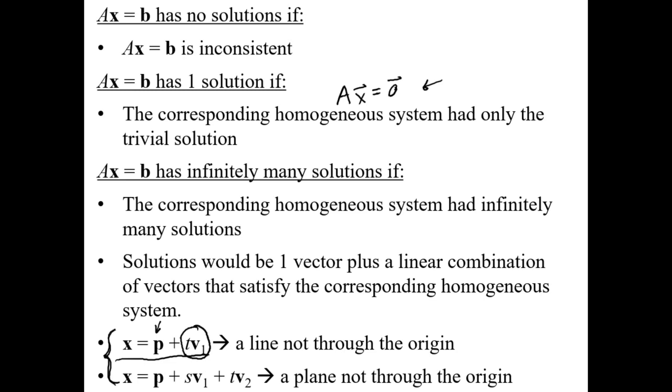But let's think about that for a second. Let's prove that last result. So what does that last result really say? Let's make these assumptions. Let's assume that x equals t times v1 is the solution to Ax equals 0.